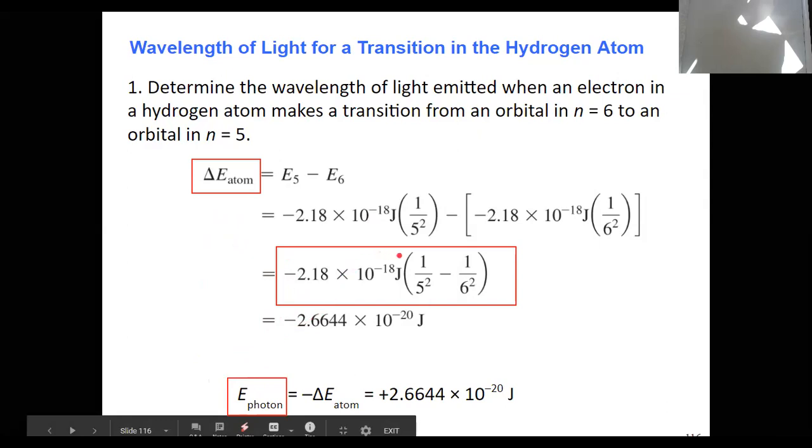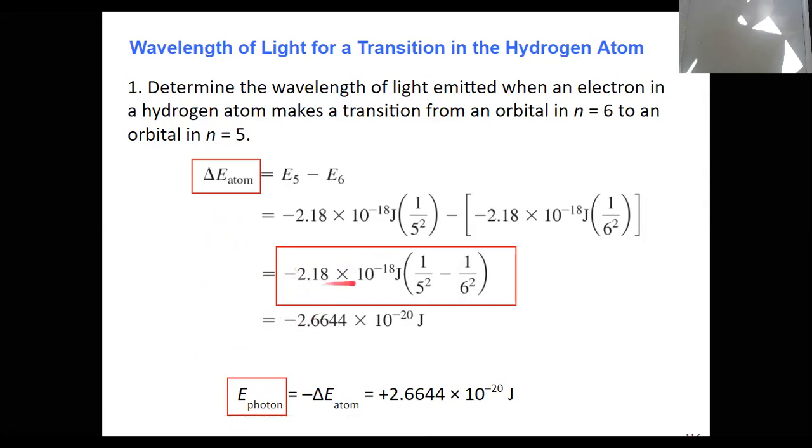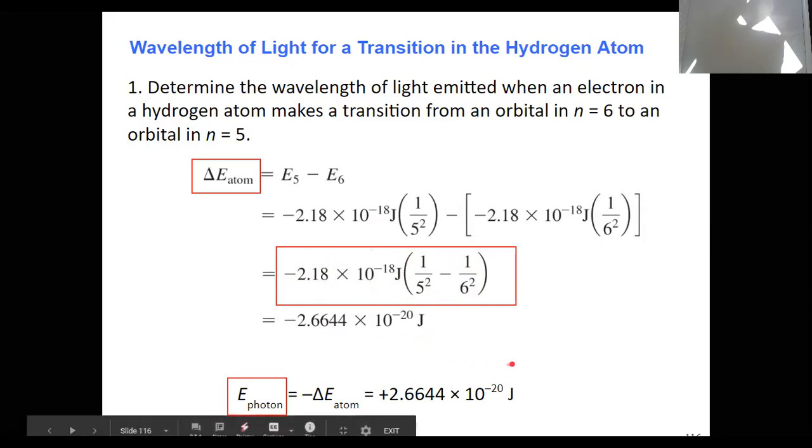But notice the constant here is 2.18 times 10 to the negative 18 joules. And then in parentheses, I have 1 over my final level squared minus 1 over my initial level squared. Do everything in the parentheses first. So 1 over 25 minus 1 over 36. Get that number, then multiply it by the Rydberg constant. And that is your value in joules. So that's the energy that the atom was releasing. So that means that this is the energy that's going to be associated with the photon itself.